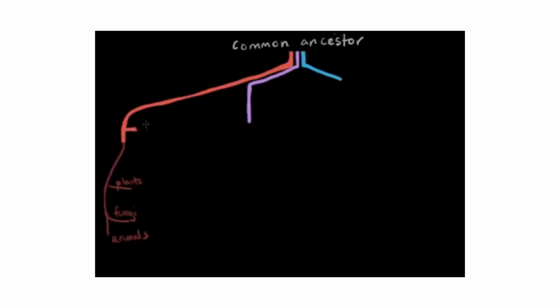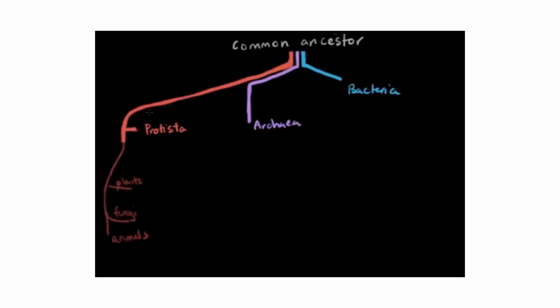In this video, we're going to talk about the mostly unicellular organisms, protists, archaea, and bacteria, which together make up most of the living things on Earth. So remember that all living things come from a common ancestor.